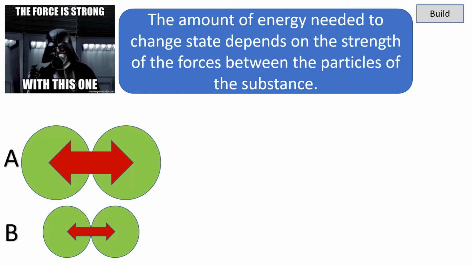Here we have two examples. I've gone for something very simple. There are all sorts of reasons why the forces would be stronger or weaker, but you can see here, in A the particles are bigger, and because they're bigger, there is going to be a stronger attractive force between them. That's just basic science. And in B, the particles are smaller, and so they have a weaker attractive force. That makes sense, doesn't it?